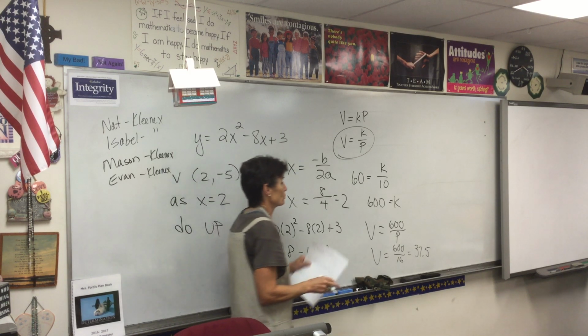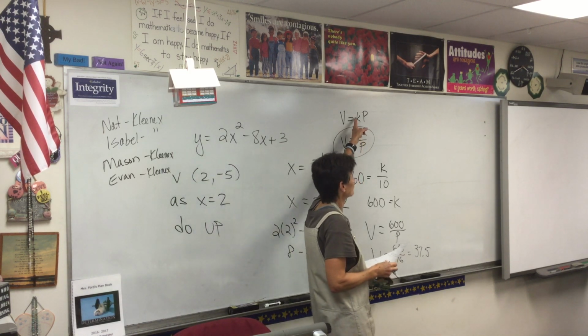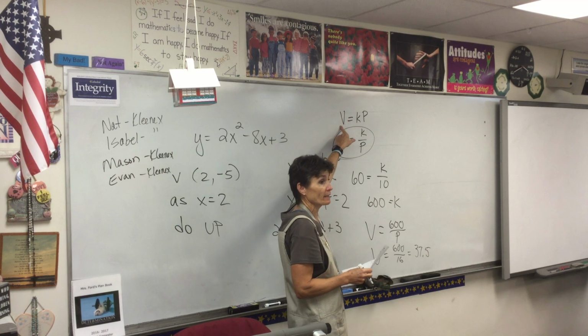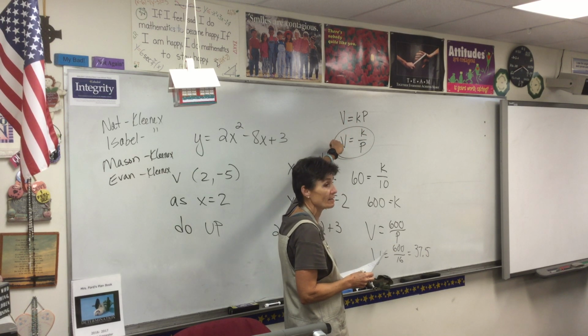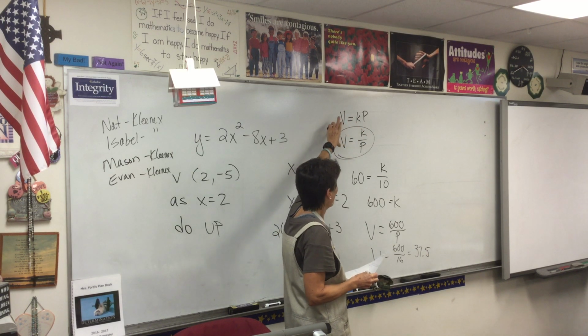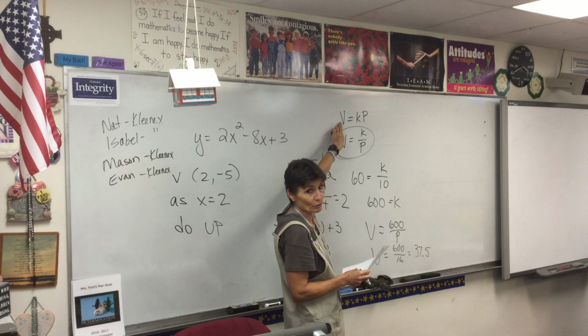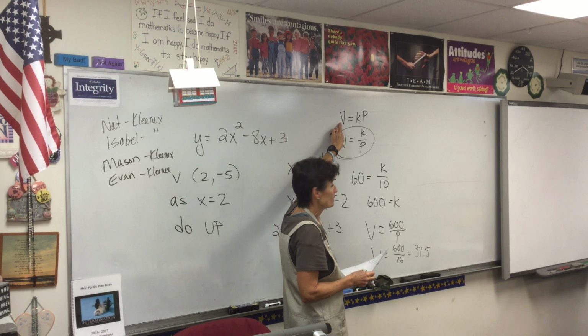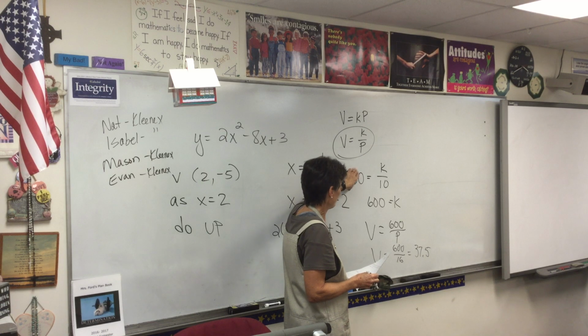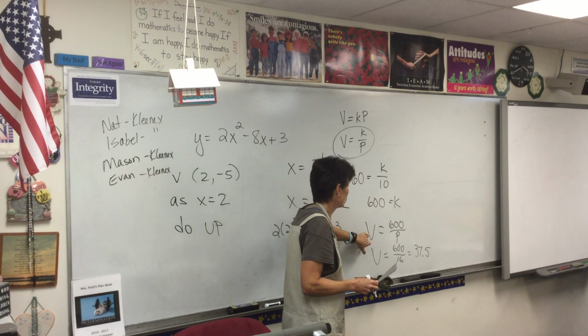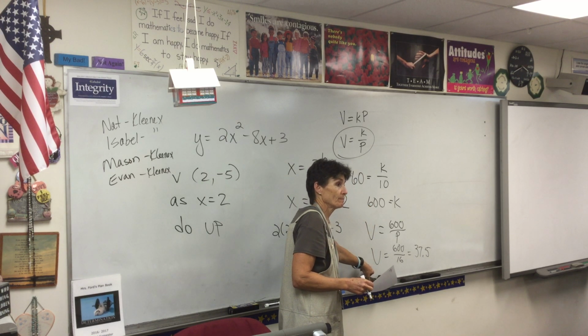Okay? So to do that problem, you have to remember you've got a direct relationship and an inverse relationship. One of those is going to be the formula you're going to use in the problem. Then plug in what you know and you'll figure out what K is, and then you can answer the question.